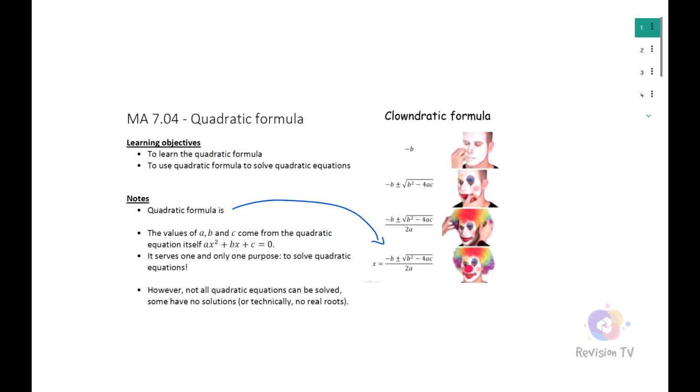There are a lot of cheesy songs about the quadratic formula that people make on YouTube. If you're interested, you can go on and play it yourself.